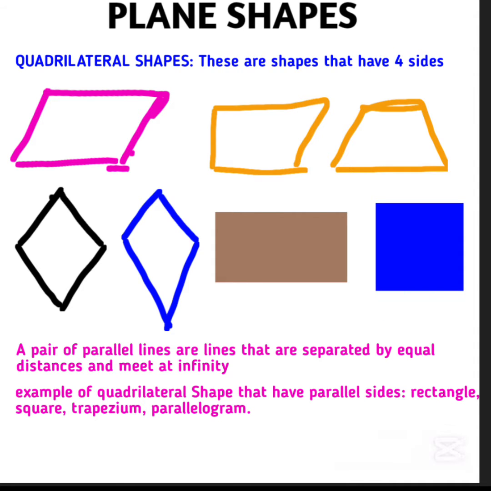Among some of these shapes, we have pairs of parallel lines. These are separated by equal distance, and parallel lines meet at infinity. Examples of quadrilateral shapes that have parallel sides are the rectangle, the square, the trapezium, and the parallelogram.